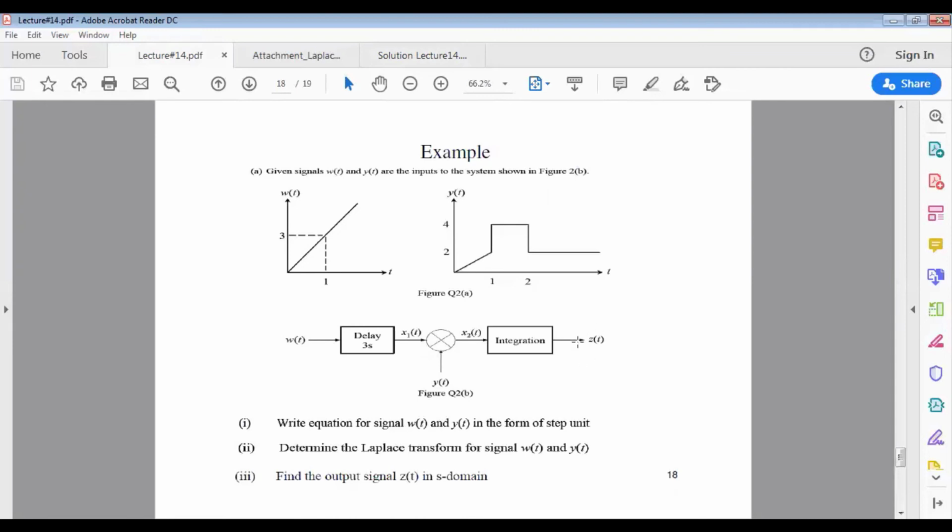So you will need to find the z(t) here. You have to use all the operations given in this figure to find z(t). Let's have a look here. x1(t) will be a delay of w(t) by 3 seconds. The x1(t), which is a delayed version of w(t), will be multiplied with y(t) to give us x2(t). Let us find x2(t) first from this operation.